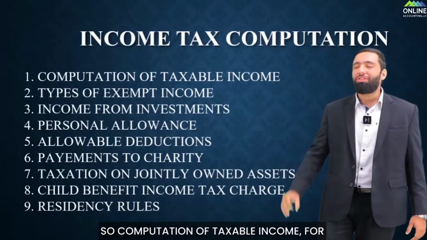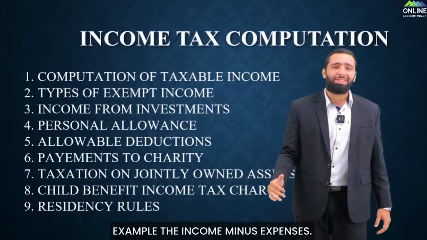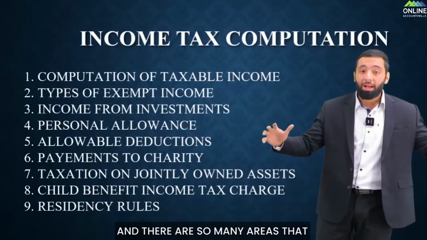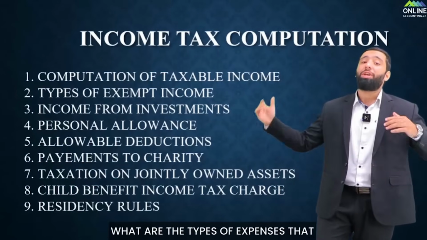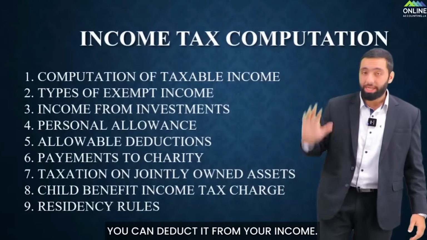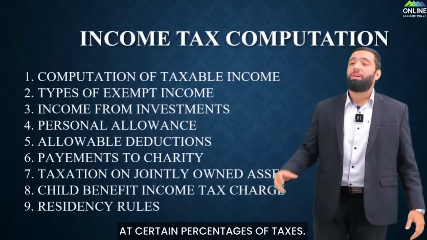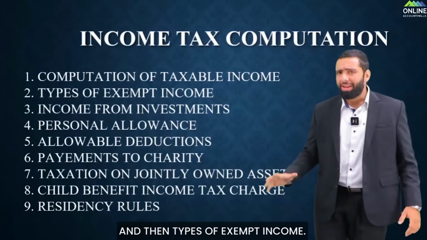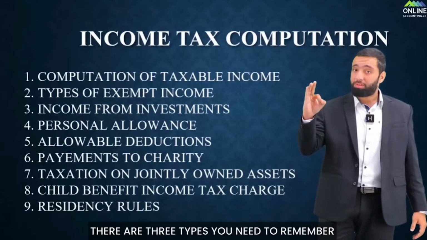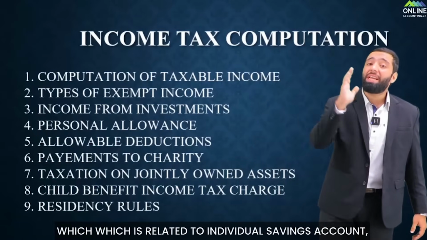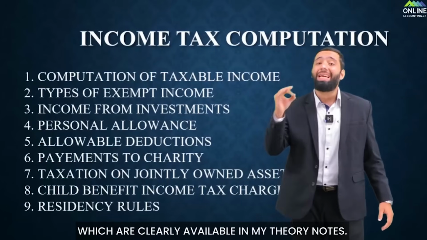So computation of taxable income, for example, the income minus expenses, and there are so many areas that you need to keep in mind. What are the types of expenses that you can deduct from your income, and then you need to arrive at certain percentages of taxes. And then types of exempt income. What are the types? There are 3 types you need to remember, which are related to the individual savings account, which are clearly available in my theory notes.